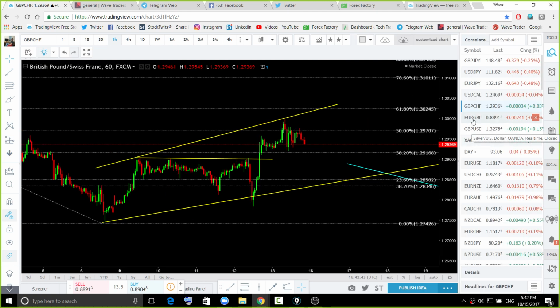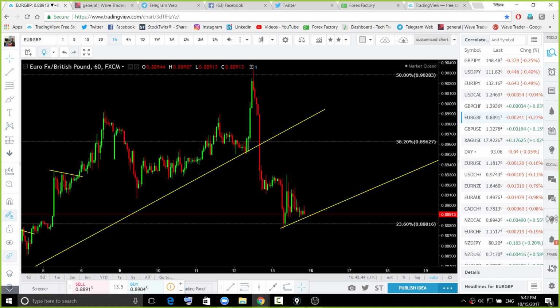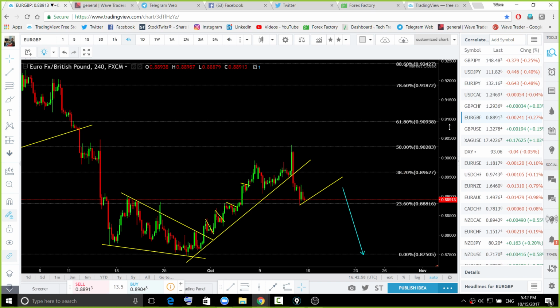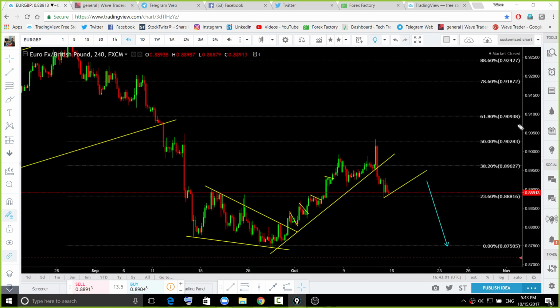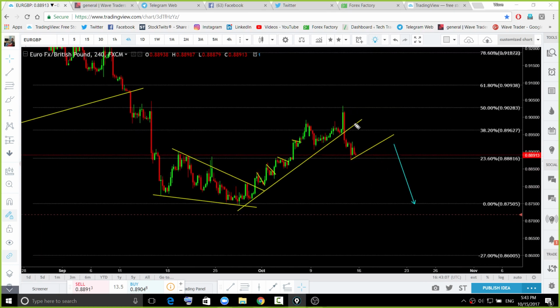Okay, so euro pound, this correction. What I said last week, if you remember, I had drawn a circle at this area. So what price did was form the continuation formation and go to the upside. Okay, so that was the clear impulsive move to the downside. If you want to sell, you need to see a continuation formation at this area. If you don't see that, there is no sell setup.